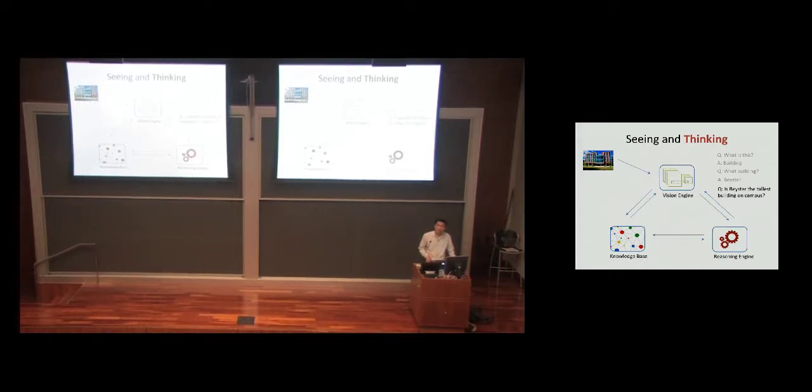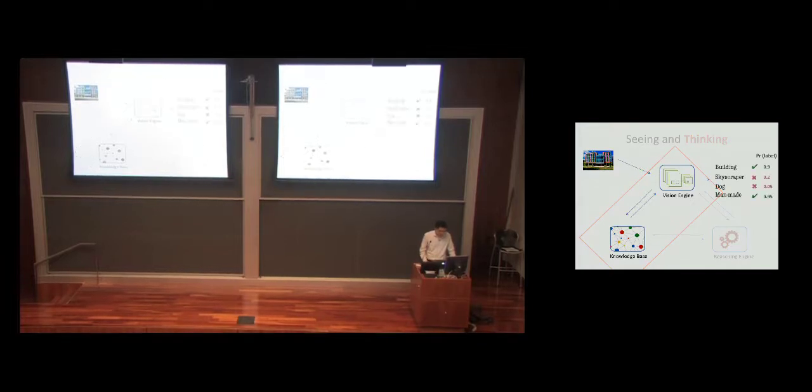So this triangle can pose a lot of interesting questions, because there are a lot of interactions between these three modules. We have done some work on the interaction between the vision module and the knowledge base. For example, the classification problem is in general a multi-label classification problem, because you can classify an image with multiple labels. For example, in this case, it's a building. It's not a skyscraper. It's not a dog, and it's something man-made. So you can have a large vocabulary of multiple labels.